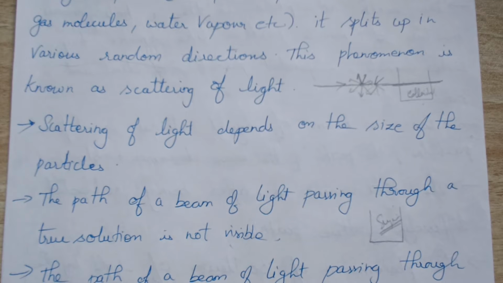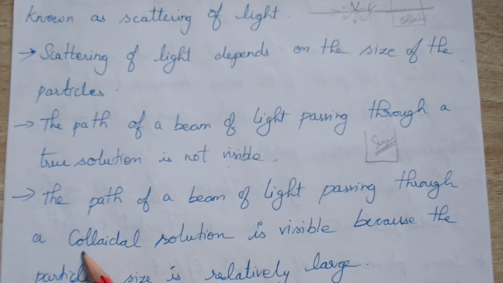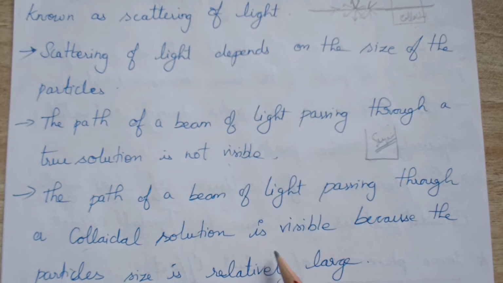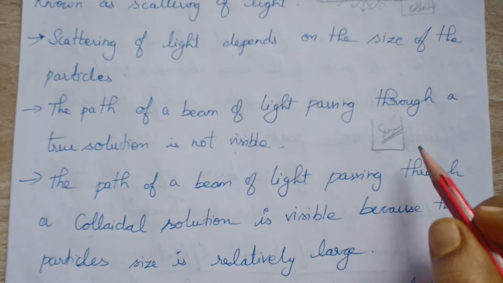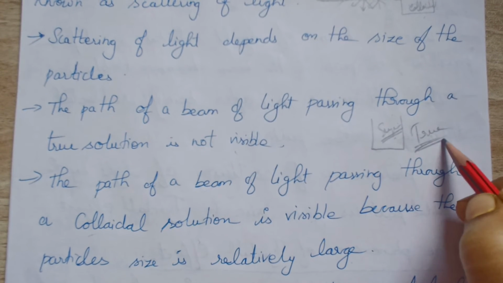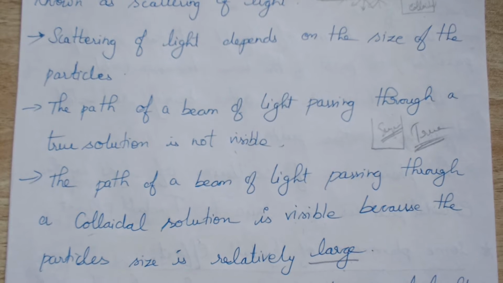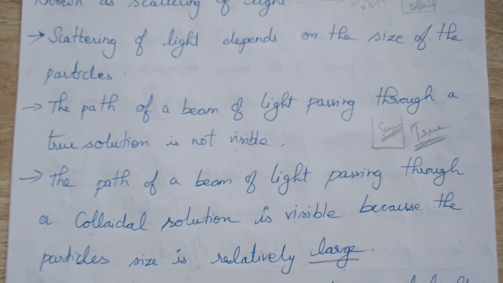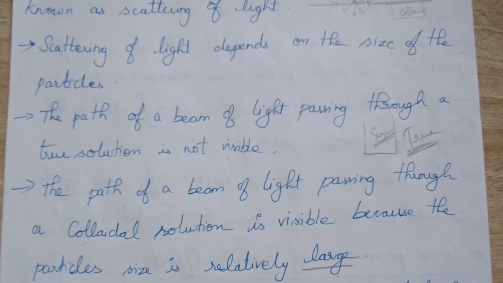When the same beam of light is passing through a colloidal solution, it is visible. The colloidal solution is visible because the particle size is relatively large when compared to the particle size in the true solution. It is large, so it scatters the light and it is visible to us. This we have studied last year in 9th standard itself, in chemistry. Tyndall effect, right? That is this thing. So this is scattering of light.